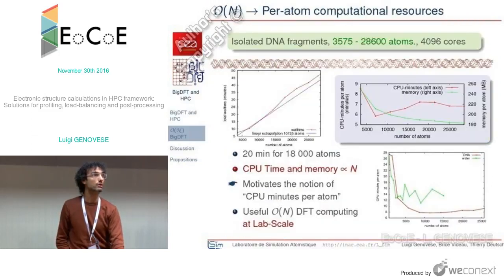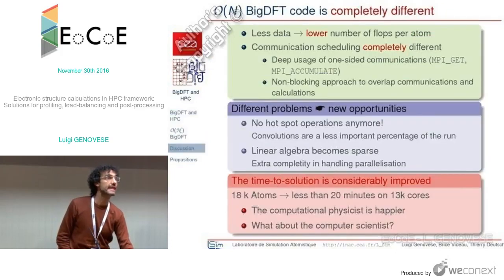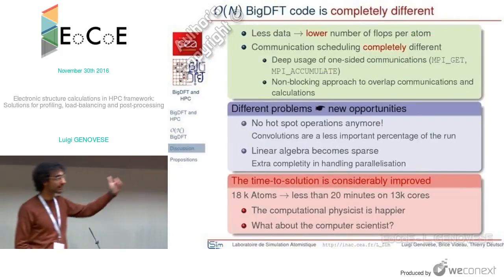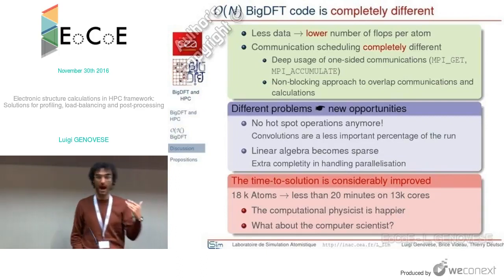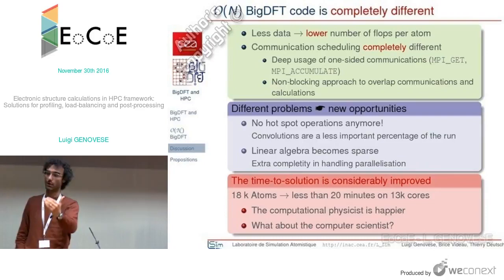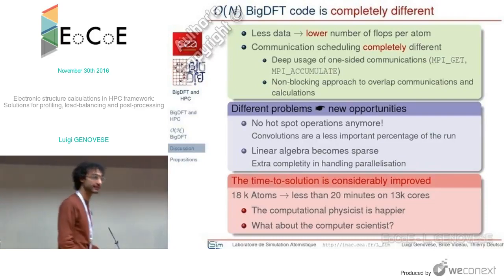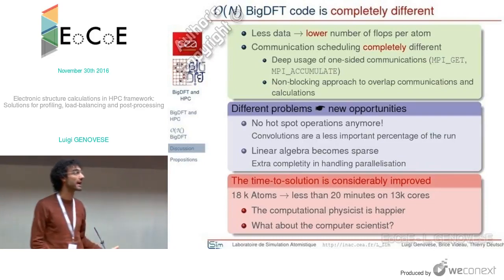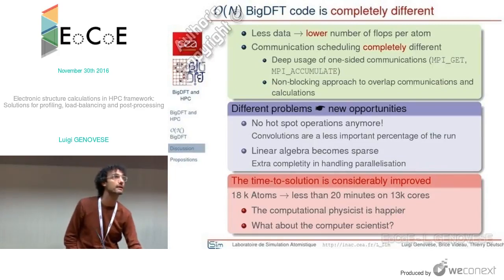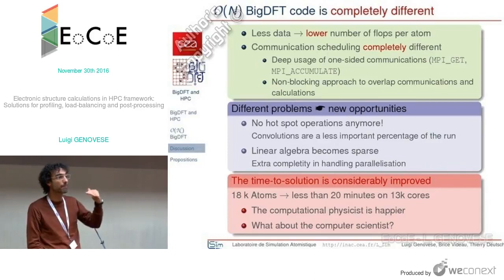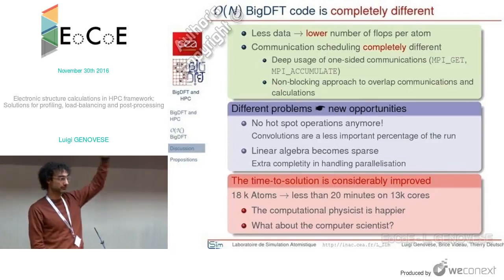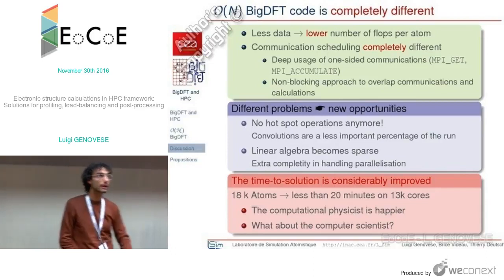So this is a slide which I can skip. I think the point is that you can reduce wall time. So the computational physicist is happier now because you can do bigger systems in lower wall time. But the point is that you have completely changed the scenario. On the same computer, you now have an even lower number of flops per atom, so peak performance is even further away than before.